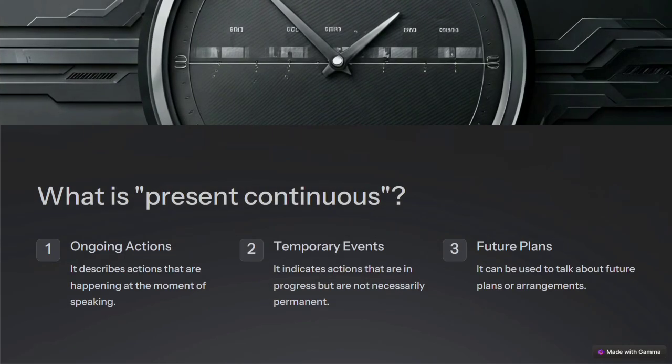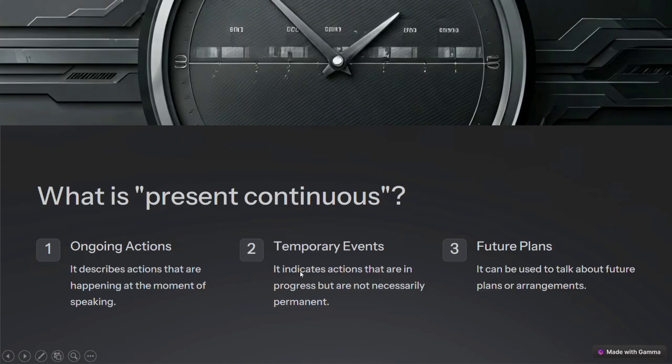Okay, what is present continuous? Number one, ongoing actions. It describes actions that are happening at the moment of speaking. For example, I'm teaching now. You are listening now, or you are watching a video now. Okay, these are ongoing actions. The actions that I'm doing while I'm speaking, while I'm looking. Okay, understood?